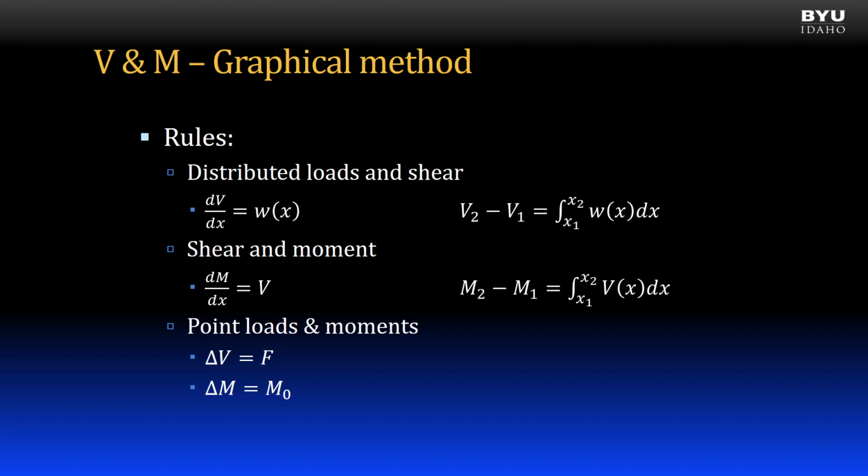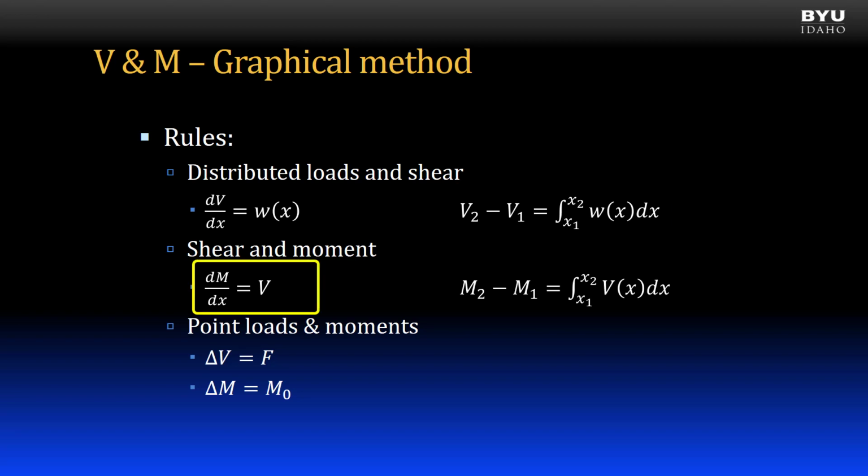Here are the rules. For a distributed load, the derivative of the shear, or slope of the shear diagram at a point, is equal to the distributed load, both magnitude and sign, at the same point. This also means that the change in the shear diagram between 2 points is equal to the integral of the distributed load, or area under the distributed load, between those 2 points.